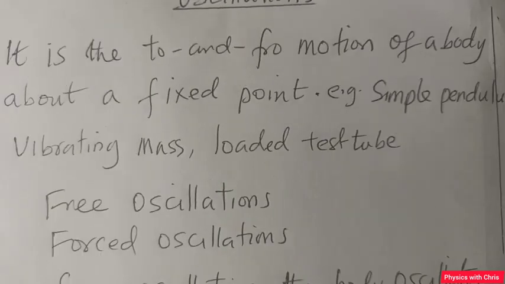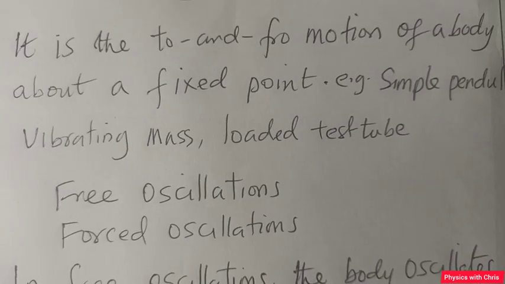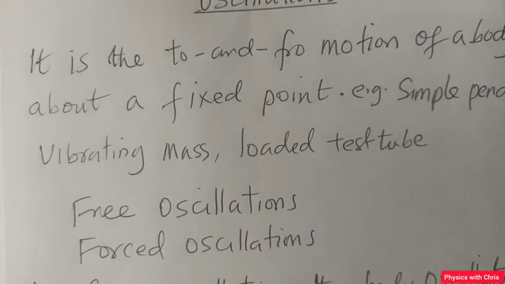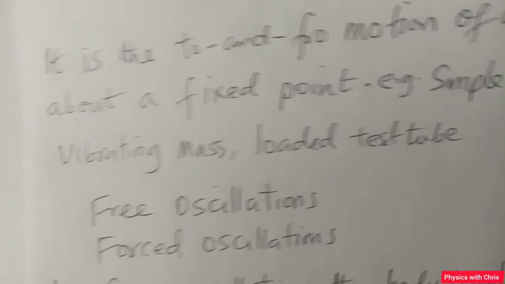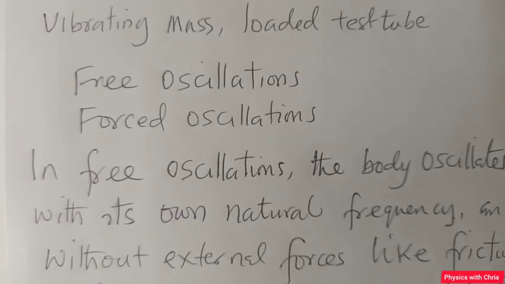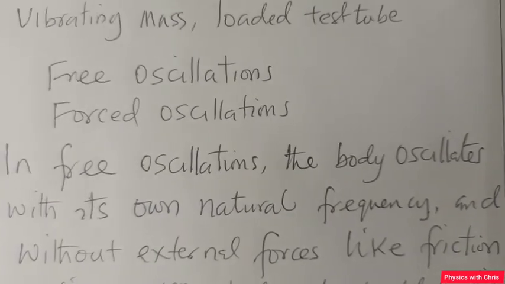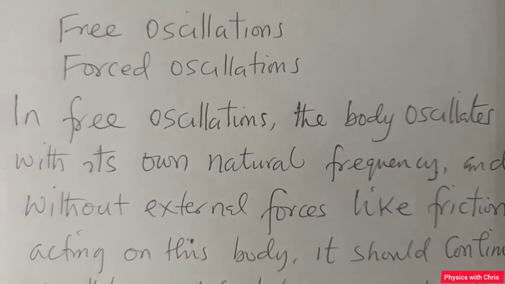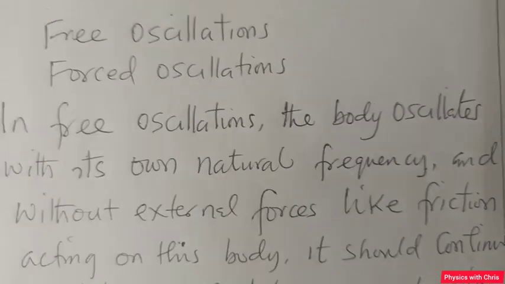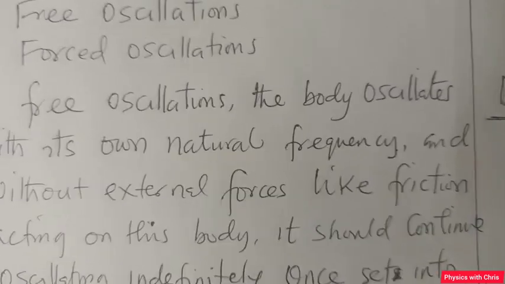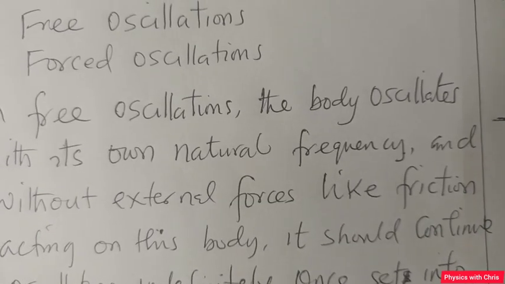Now, basically, you can see the definition there, a to and fro motion of a body about a fixed point. Examples include a simple pendulum, a vibrating mass, and a loaded test tube. And there are two types of oscillations. We have the free oscillations and also the forced oscillations. And what do you understand by free oscillation? In free oscillation, the body vibrates with its own natural frequency without the application of any external forces like frictional force or resistive force acting on it. Now, it should continue indefinitely once that body is set vibrating.